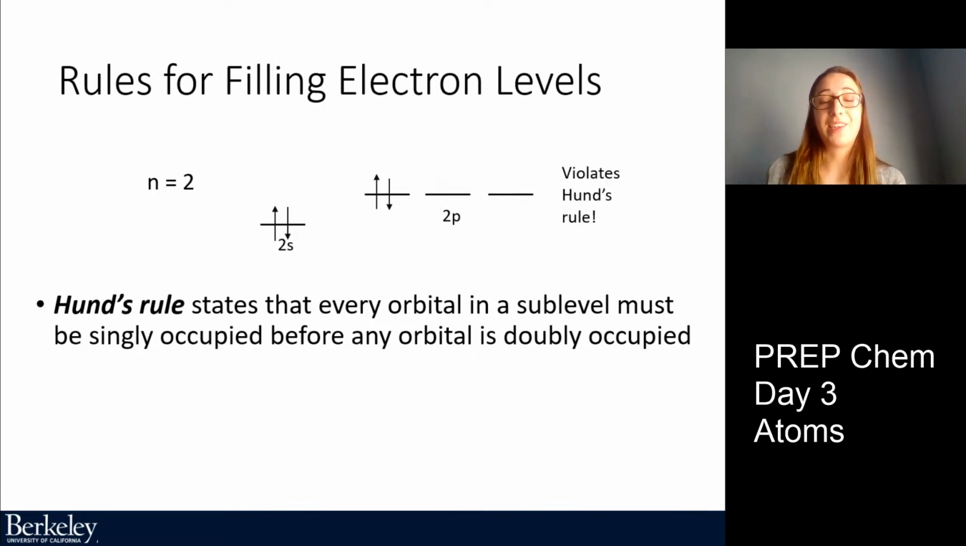And here is another example. In this example, we have 2 paired electrons in the first orbital, and then the second and third orbitals are completely empty. So this actually violates Hund's rule, and this is not a proper electron configuration. To write this correctly, you would want to have 1 electron in one of the 2p orbitals and the second electron in the second 2p orbital. You would not want to pair these electrons up.